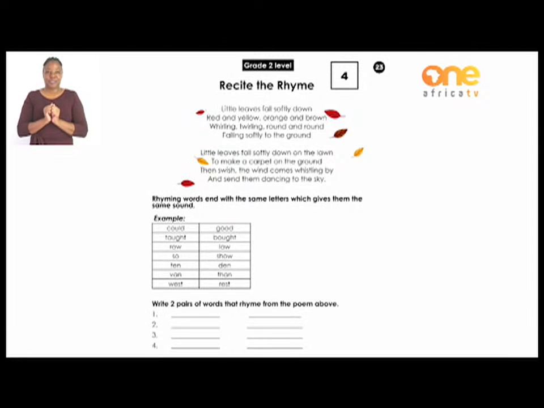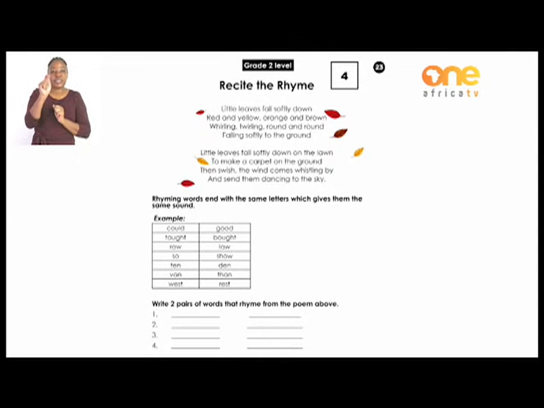As you can see, they gave you an example just below about words that have the same letters which give them the same sound. On one side, we have could and we have good. We have taught and it rhymes with the word bought. And all the other words we can see rhyme with each other.